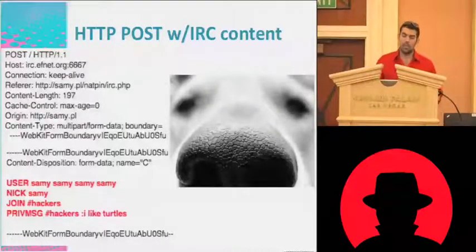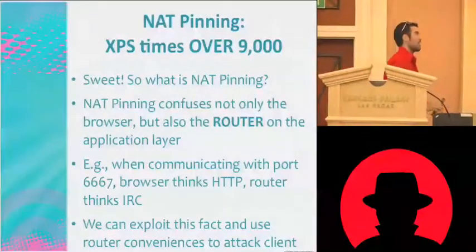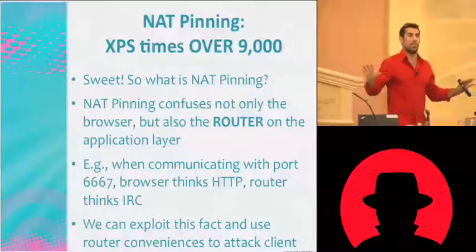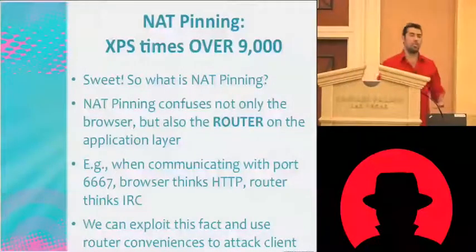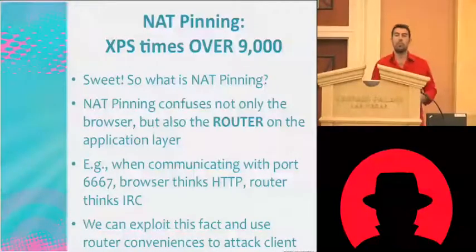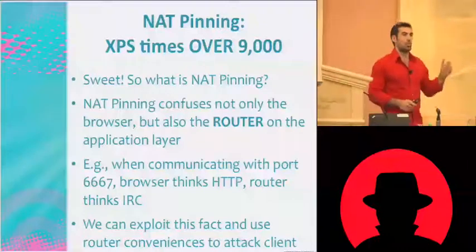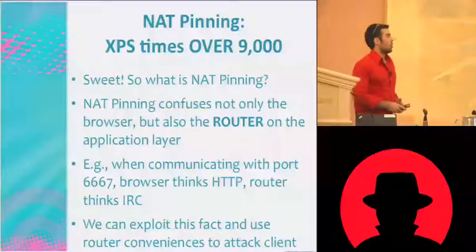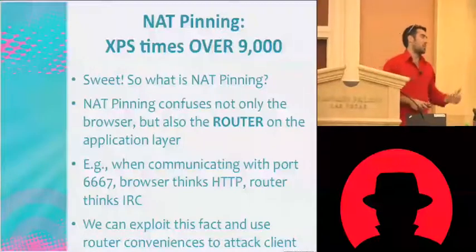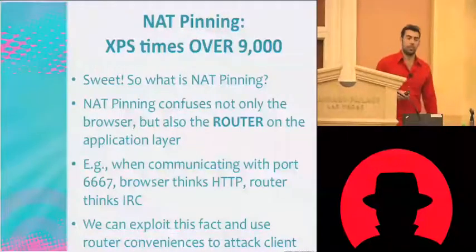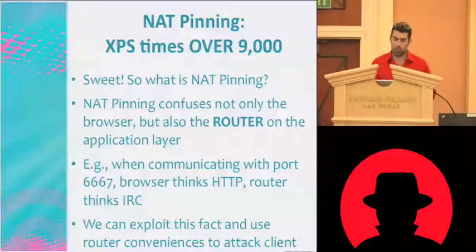So what is NAT pinning? That's what I'll be talking about. It's like XPS times over 9,000. It's really cool. Where XPS confuses the browser, it makes your browser think you're communicating with an HTTP server, NAT pinning also confuses your router. So when you're communicating with port 6667, your browser thinks it's HTTP, but your router thinks it's IRC, which is sort of true, right? It's a mix at that point.